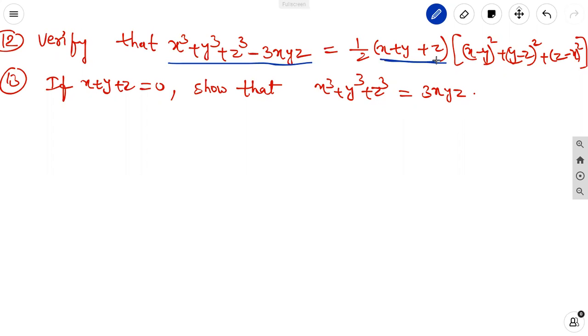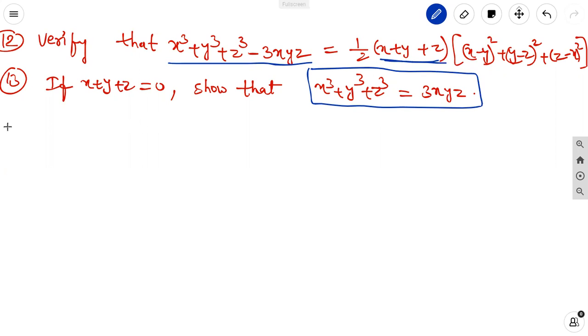In the place of x plus y plus z equal to 0, the right hand side total term becomes 0. Then on the left side, the negative term is taken to the right side. Then we get x cube plus y cube plus z cube equal to 3xyz, with minus 3xyz taken to the right side. This is the formula for the cubes of three numbers: the sum of the cubes of the numbers is equal to 3 times the product of those three numbers.